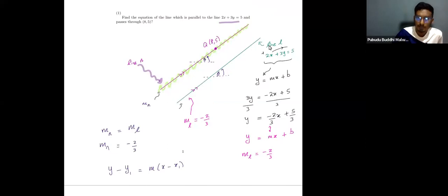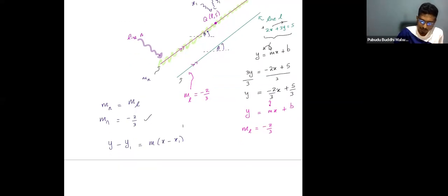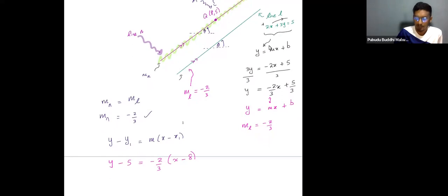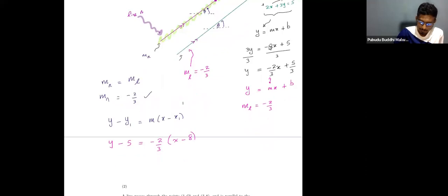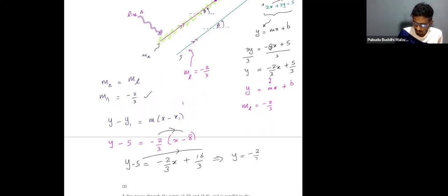So x1, y1, that's basically this point, x1, y1, and the slope equals minus 2 over 3. So I can replace: y minus 5 equals minus 2 over 3 times x minus 8. Then I think you can create that slope intercept form for this line. y equals minus 2 over 3 x, plus 16 over 3. Then we can move this minus 5 to the other side. I think that's the required equation.